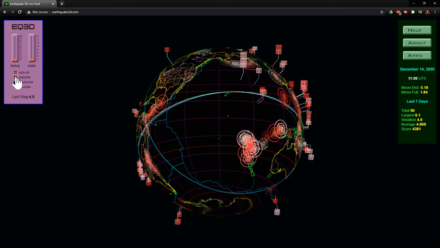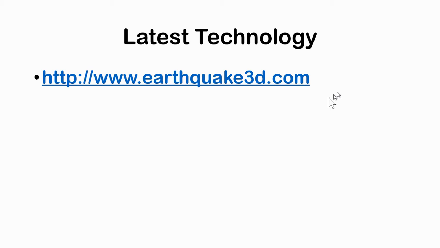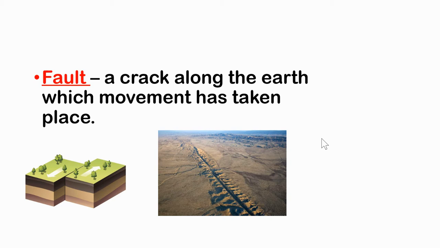Let's go on and start our lesson for today. So that was earthquake3d.com. So we're going to start off with a little bit of vocabulary. So this first vocabulary word is a fault, okay? A fault is a crack along the earth in which movement has taken place. And you can see some of these faults from an aerial photograph, from satellites, from an airplane. There are some faults that are so obvious that you could stand in front of them and say, wow, that is a fault. Not all faults are as drastic and visible as this, but what you need to know is, it's a crack along the earth in which movement has taken place.